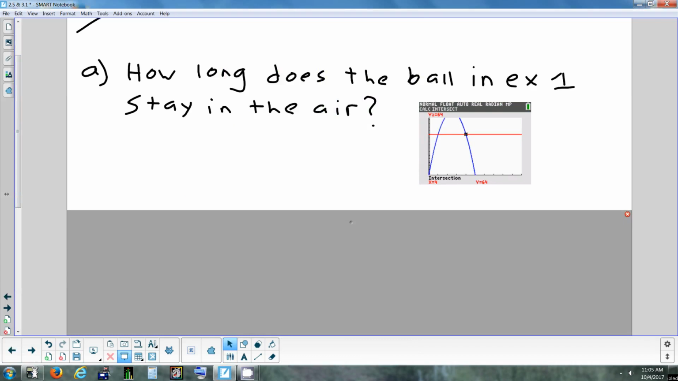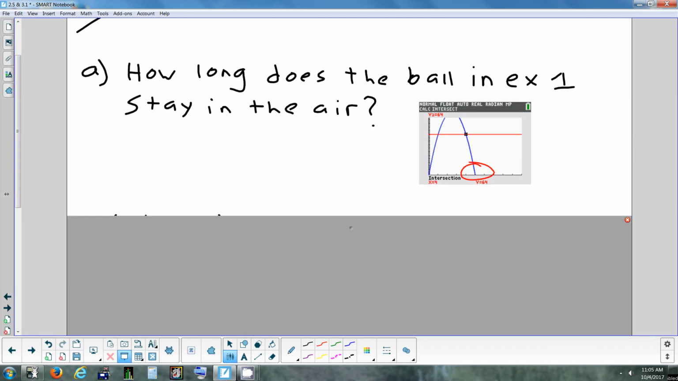Where on that graph do you think, looking at the blue curve, would tell you when the ball hits the ground? Because when it hits the ground, that time is exactly how long it was in the air for. Yep. When it crosses the x-axis? Yeah, where it crosses the x-axis. That point right there. All right?